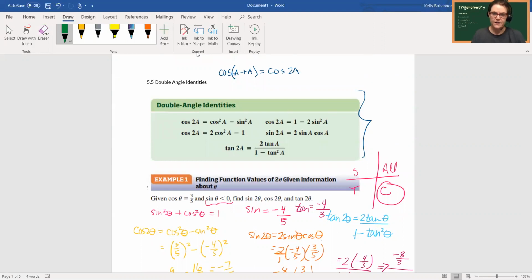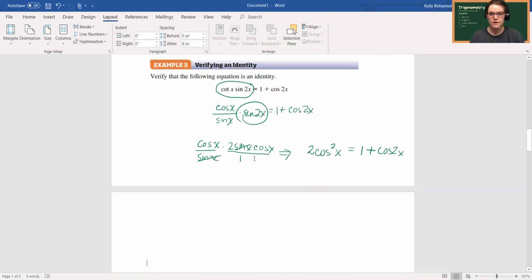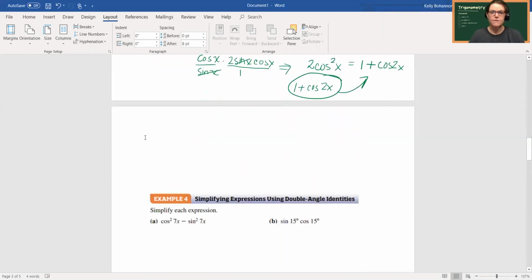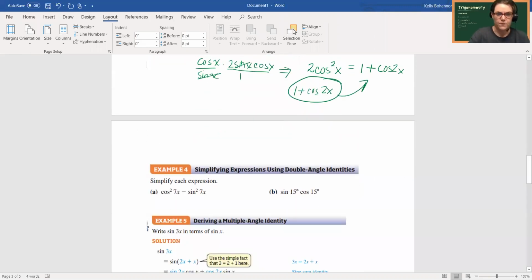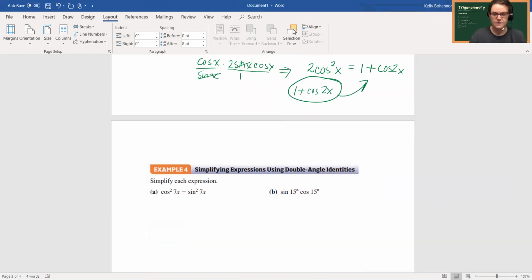And if you go up and look at your identities, right here, cosine 2a equals 2 cosine squared a minus 1. If I add 1 to both sides, I get cosine 2a plus 1 equals 2 cosine squared a. So I have actually found it. So 2 cosine squared x is the same as 1 plus cosine 2x. So that equals that. So that's it for that one. So verifying an identity, they should be getting pretty simple.